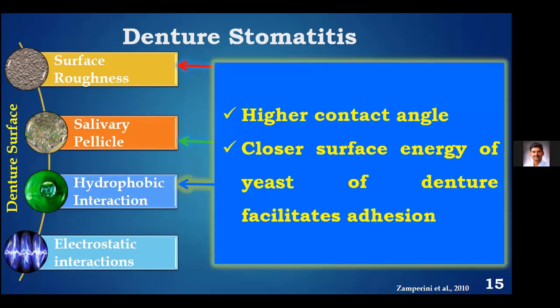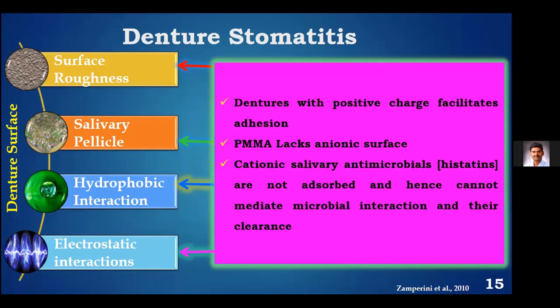Next is the hydrophobic interactions. A very high contact angle is shown by the polymethyl methacrylate, and also its surface energy being close to some of the microorganisms will facilitate the easy colonization or adhesion of the microorganisms to the surface of the denture. Lastly, the electrostatic interactions. A denture has no ionic surface. With the lack of this ionic surface, it does not attract or repel any of the microorganisms onto its surface.